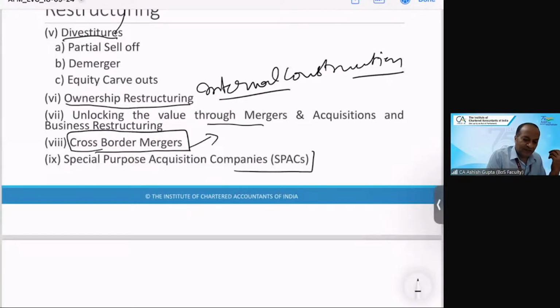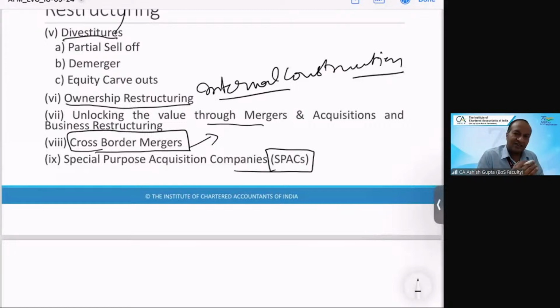Then it is a special purpose acquisition company. Now, students, this concept is quite new in India. Special purpose acquisition company means these are the companies mainly formed for the purpose of acquiring companies. That is, their purpose is just to acquire the companies only.